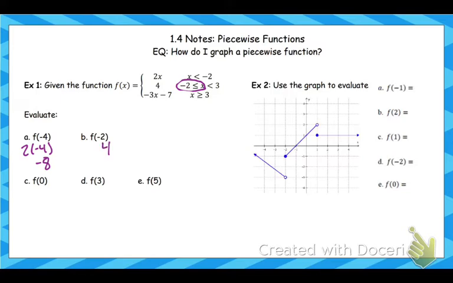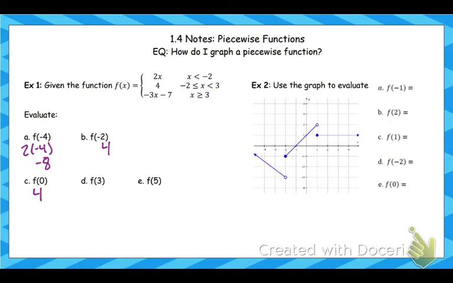All right, the next one, f of 0. Let's figure out which domain 0 falls in. 0 is not less than negative 2. 0 is not greater than or equal to 3. 0 falls in between negative 2 and 3. So we're going to use the second equation, so we get 4.